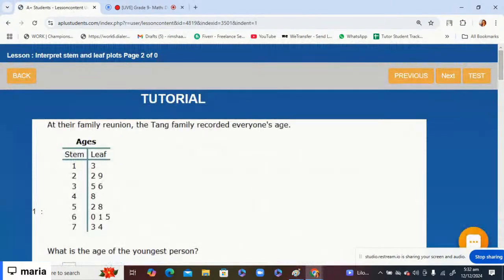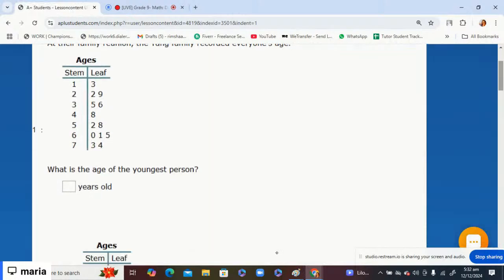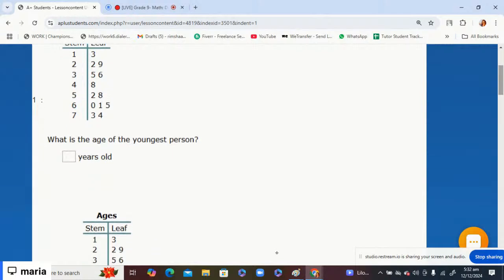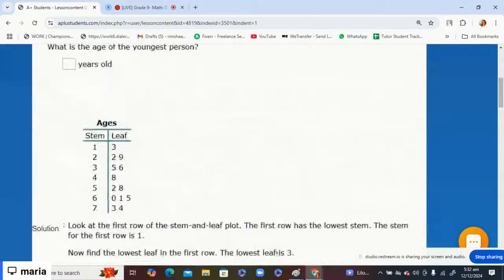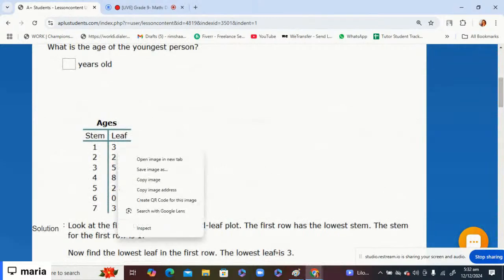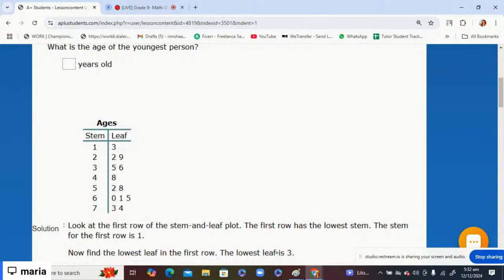At their family reunion, the Tang family recorded everyone's age. What is the age of the youngest person? Let's see. First write the stem, then write the leaf. First here is 13. When will you see the next? That's 22, 29, 35, 48, 52, 60, 61, 65, 73, and 74. But the youngest is 13.